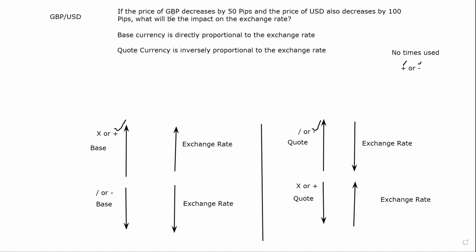Now it says that the GBP decreases by 50 pips. So the base currency is going down, so we're going to use negative. And USD also decreased by 100 pips. So the quote currency, which is the USD, is also going down, so we're going to use the plus operation.